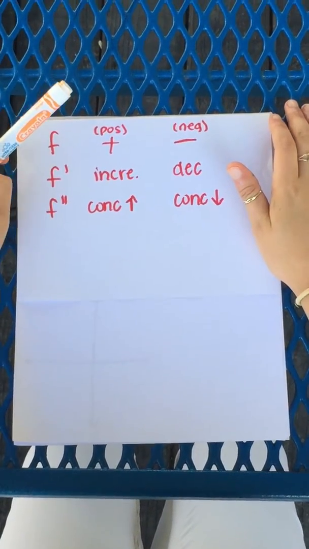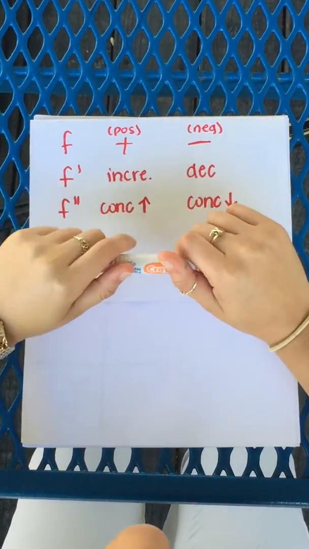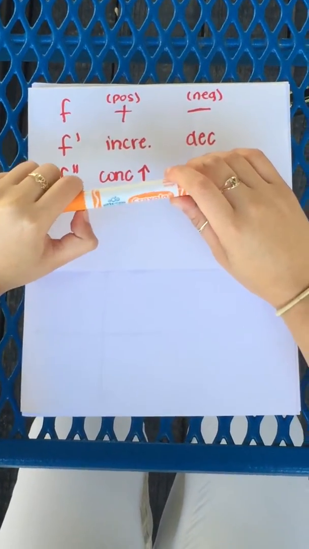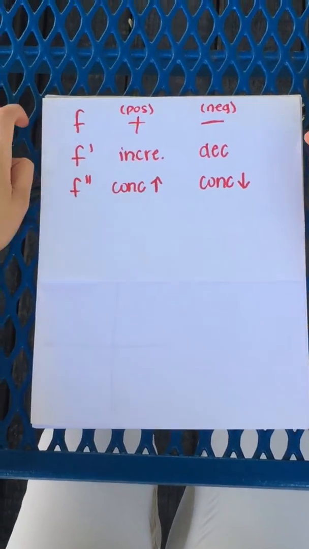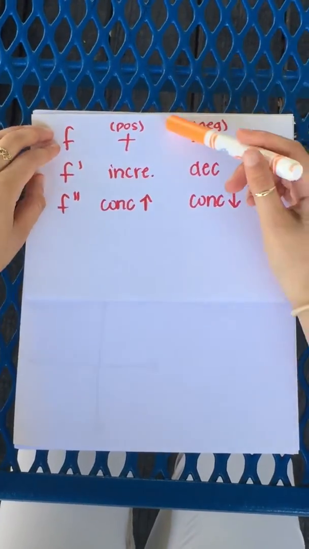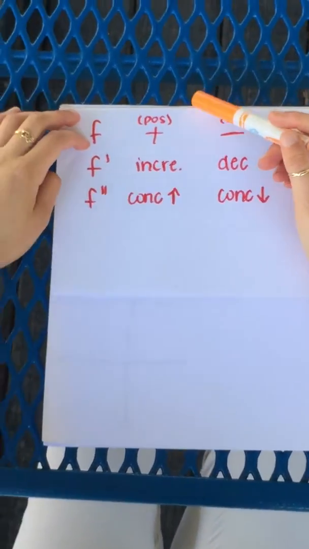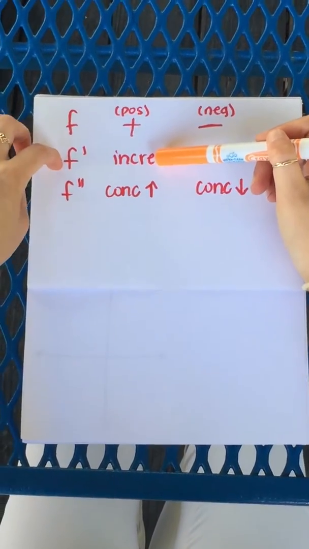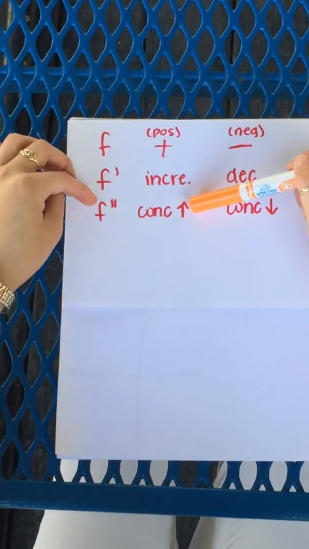Hi, today's topic is info about f of x given by f prime of x. Let me explain the relationships between f of x, f prime of x, and f double prime of x. So on this side, you can see f of x is positive. Therefore, f prime of x is increasing and f double prime of x is concave up.